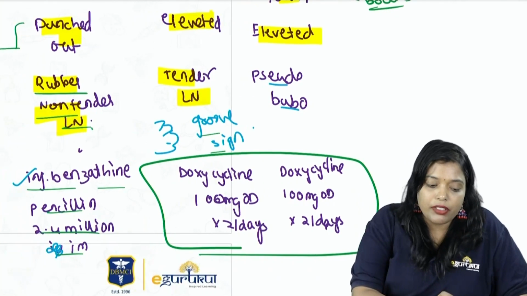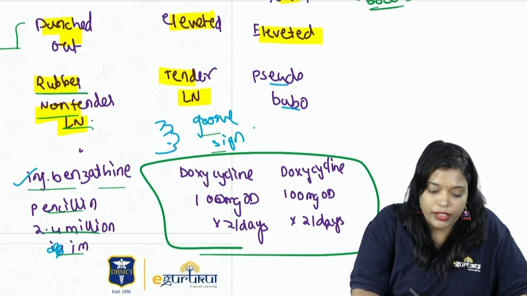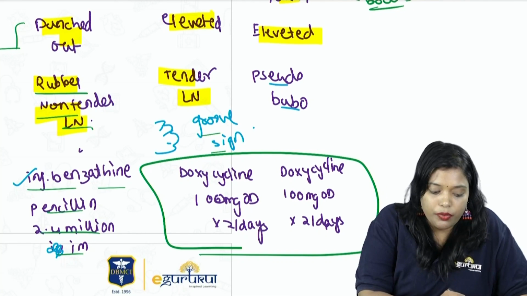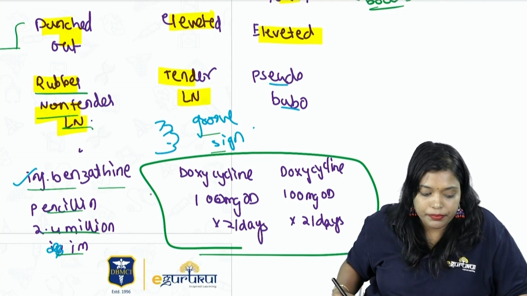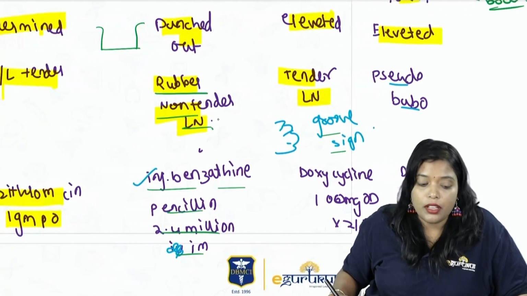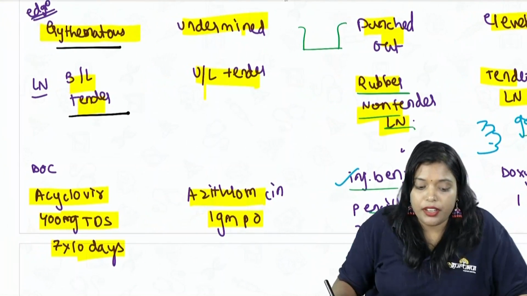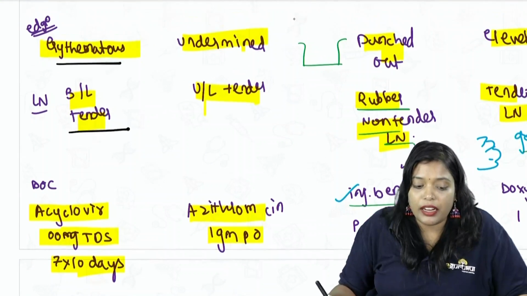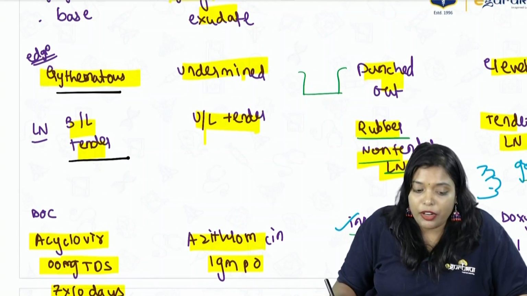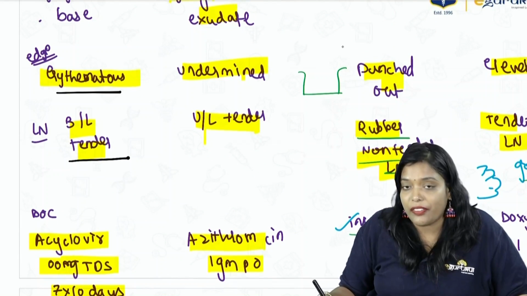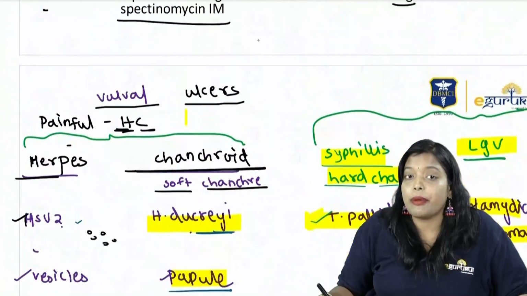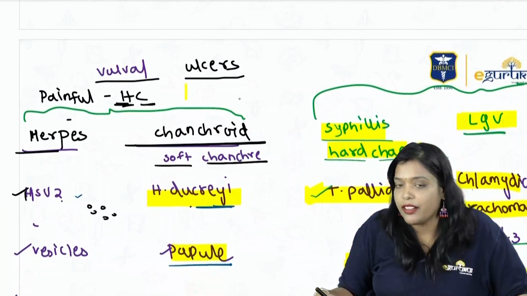So that is about all the infections which are important and which we should be knowing. We have discussed the different types of ulcers here. Painless ulcers are syphilis, lymphogranuloma venereum and granuloma inguinale. Painful ulcers, remember with HIGH CODE, that is herpes and chancroid.